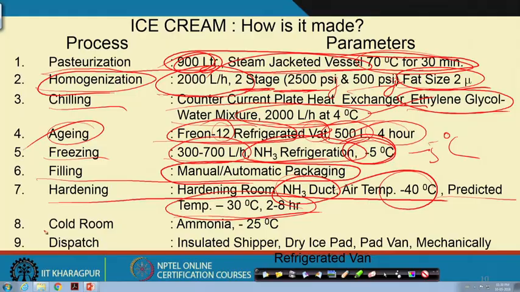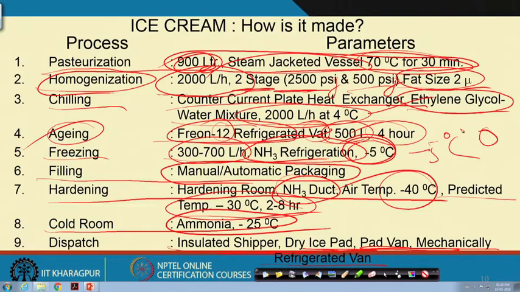Then the cold room is at minus 25 with ammonia, and then it is going to dispatch with insulated shipper, dry pad, pad van, mechanical refrigerated van or refrigerated van or polar stream. All these are used for dispatching the product from the production point to different places or agencies or storages, right.